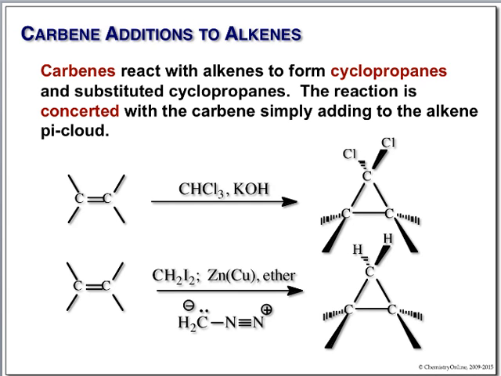If we don't want the chlorines, we can use this stuff. This is diiodomethane, and we do it in the presence of zinc and copper. This generates CH2, that's carbene itself, but once again, that just sits on our double bond, and we get the cyclopropane.